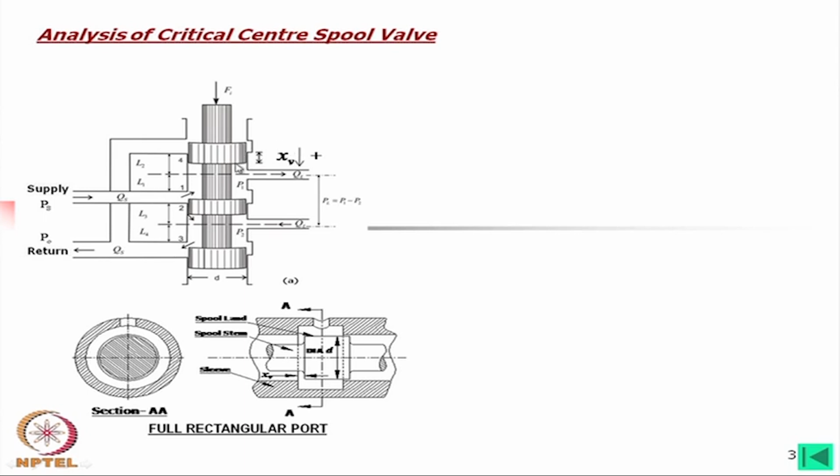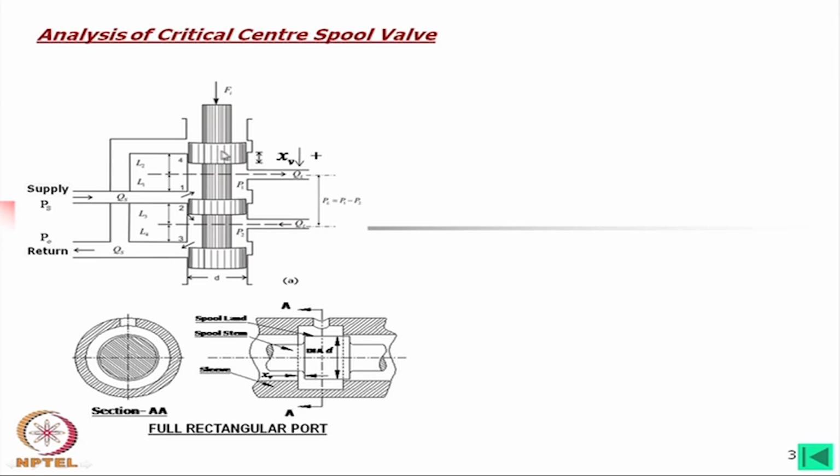That means the width of this land will be equal to this, and the width of this land will also be equal to this length, and as well the width of this one will be equal to this. Or in other words, if I look into a full rectangular port, then when this land is at its mid position, this port will be completely closed. And if we think of the nominal dimension, suppose this length is L1, then this length will also be L1. However, in practice it will be different, which will come later.